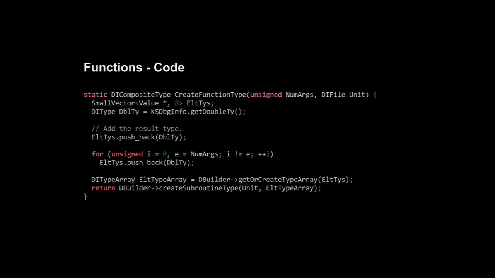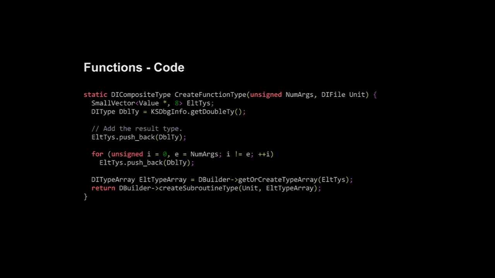So the first thing we need is we've got our double type. So we need our result, and then for every argument to the function, we added a little bit of code into Kaleidoscope to say, how many arguments do I have? And you just say, okay, I've got that many doubles, and start creating the entire type array for everything. And then you get a subroutine type.